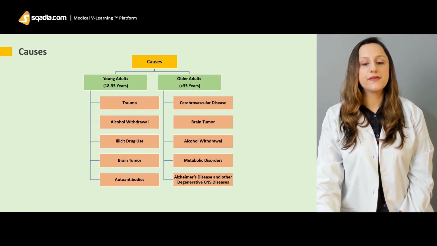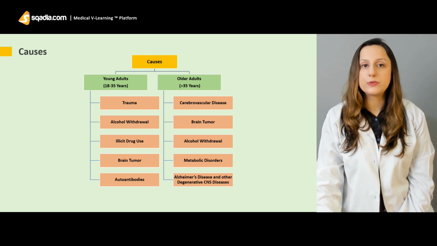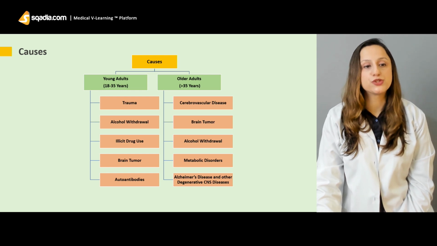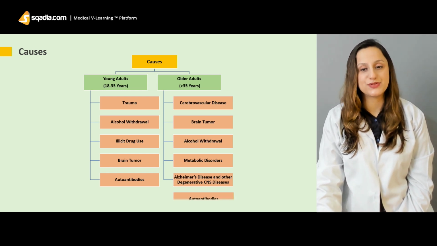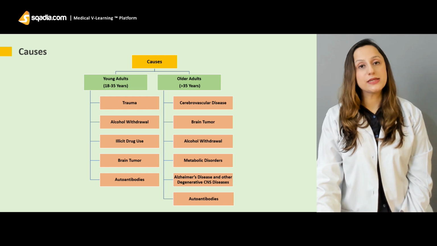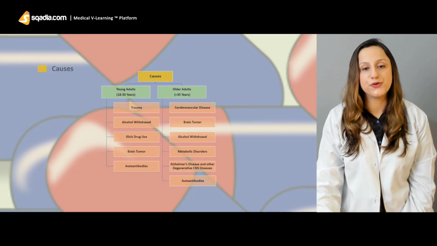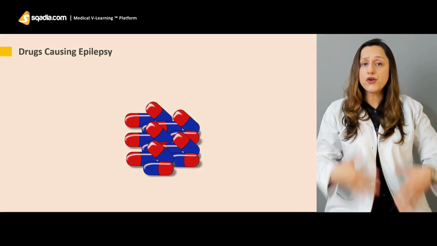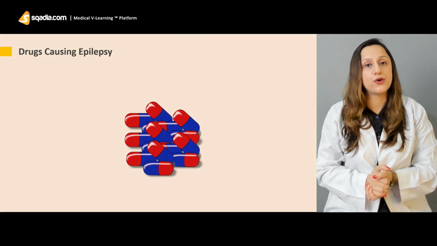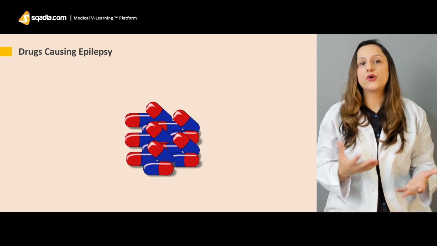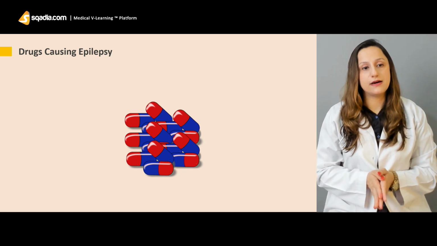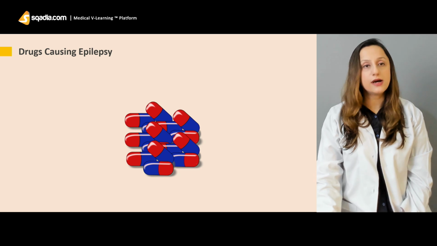Alzheimer's disease and the other degenerative central nervous system conditions can also contribute towards the development of these epileptic seizures as well. Autoantibodies is another very important cause that we can take into account over here. A lot of drugs, as I was already focusing on, can also contribute towards the development of this particular condition over here. So what are these drugs?